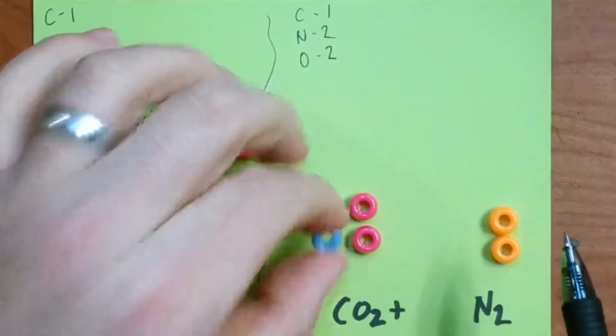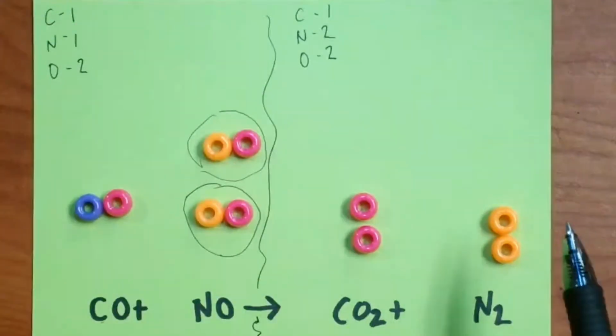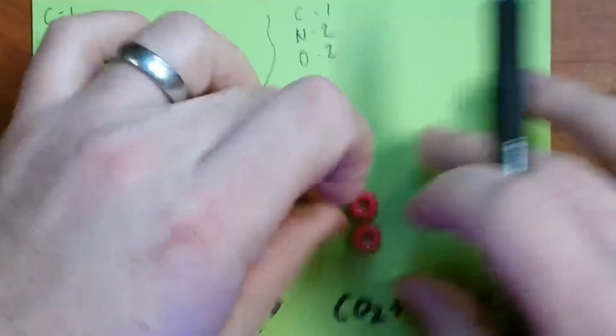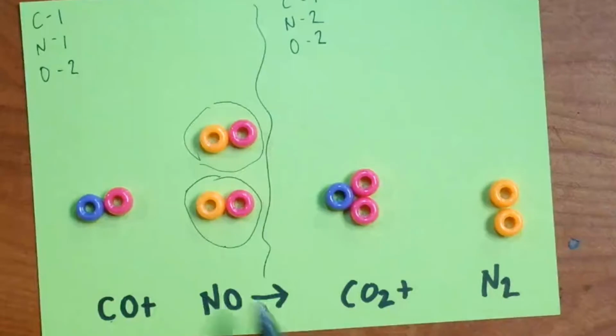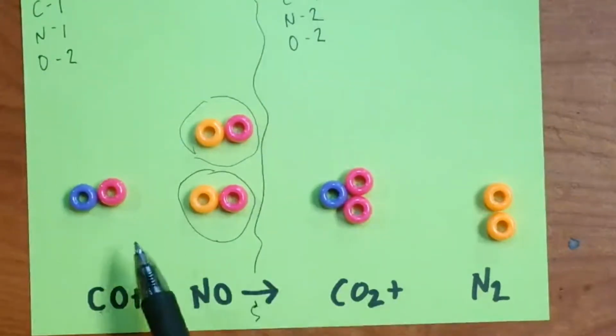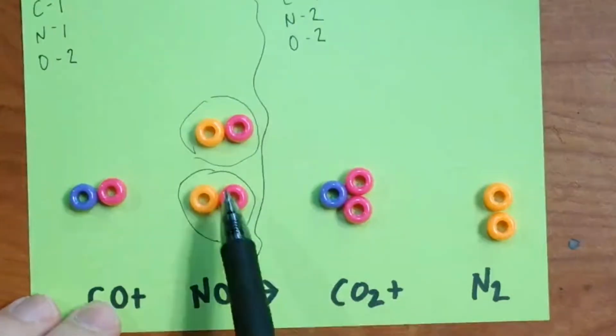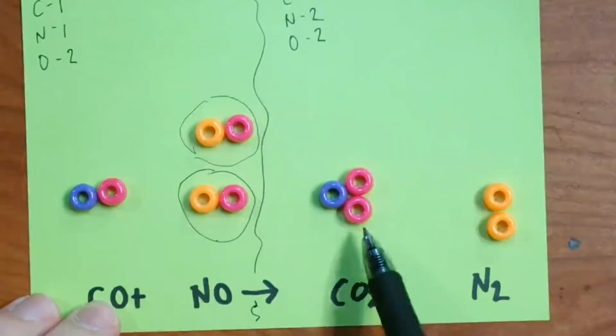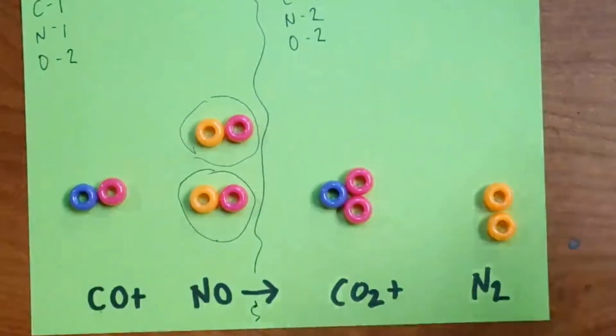And now I'm realizing, wait, that's a different color purple. There we go. So I've got 3 oxygen on that side and 2 oxygen on that side. So I got to fix that now, right?